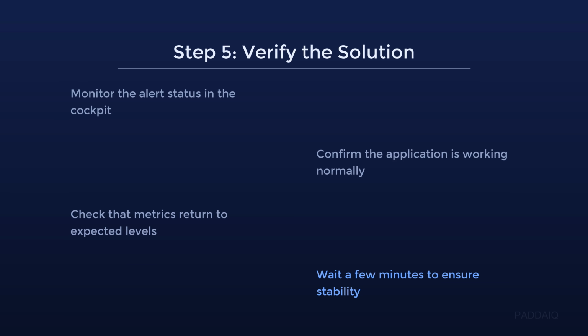Wait a few minutes to ensure stability. This means allowing time for the system to settle and confirm all components are running without issues. For instance, after deploying an app, you'd wait to see if it remains accessible and functional. This simple check prevents premature decisions and ensures reliability.